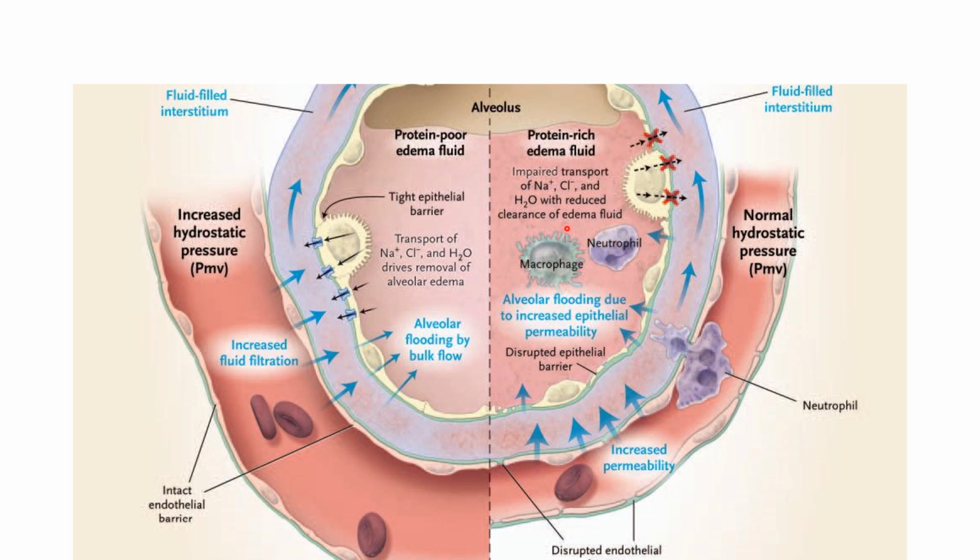And the second type, permeability edema without diffuse alveolar damage, is when there are some changes in the membrane permeability without severe damage. So there is no severe damage in the membrane permeability, but there are some changes. So there is still fluid extravasating from the interstitium into the alveolus.